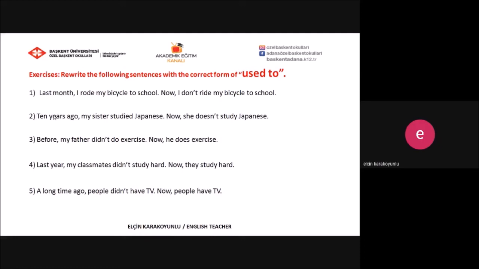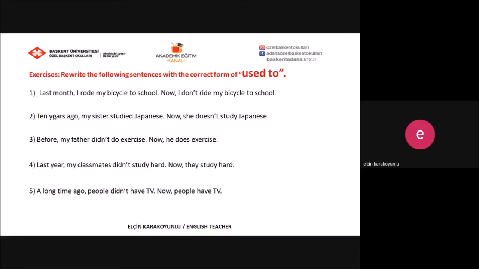Now, let's do some exercises. Rewrite the following sentences with the correct form of "used to." I'll wait for a while for you to answer first, and then we can check your answers together. It means the positive, negative, or question form of "used to."